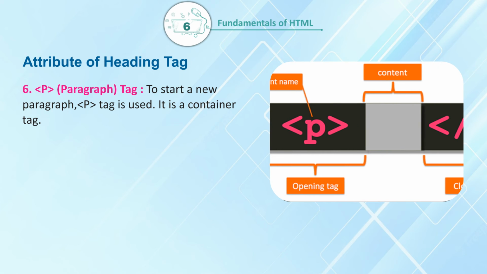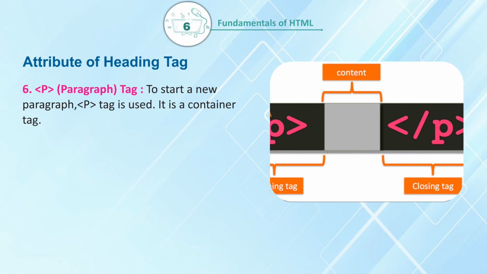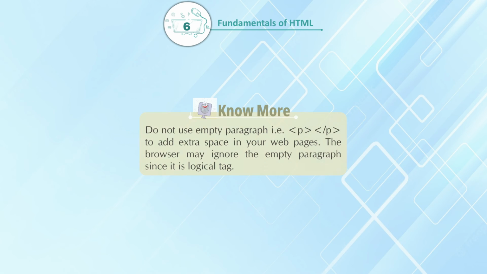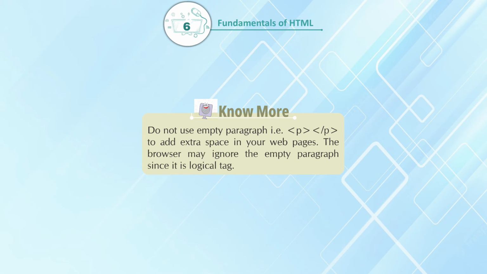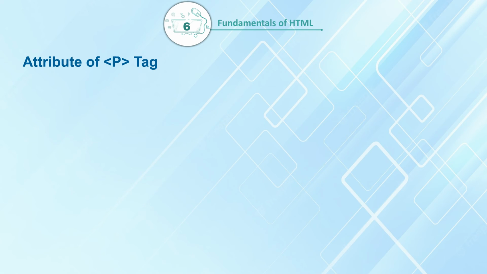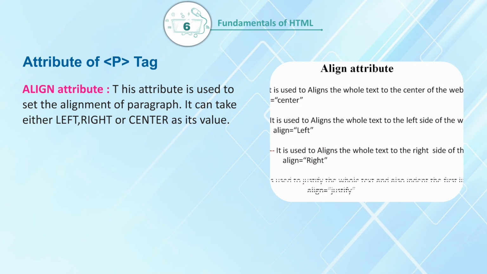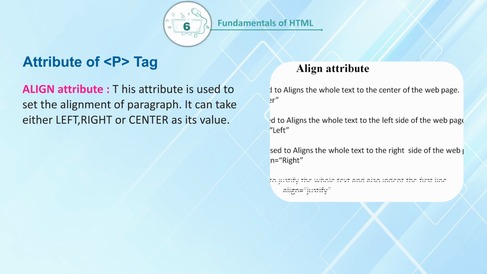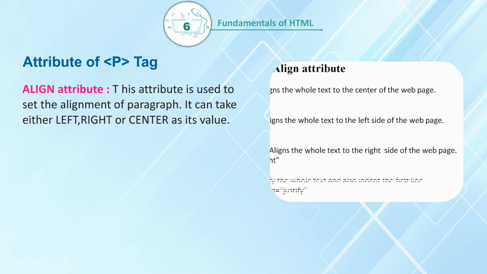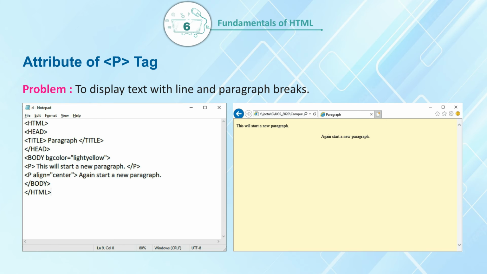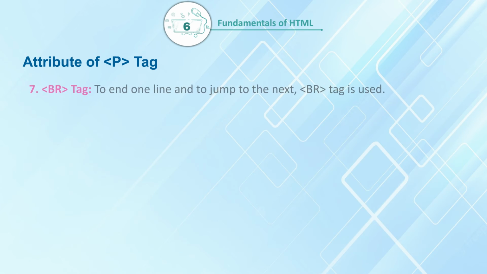Paragraph tag. To start a new paragraph, P tag is used. It is a container tag. Do not use empty paragraph, that is, to add extra space in your web pages. The browser may ignore the empty paragraph since it is logical tag. Attribute of P tag. Align attribute. This attribute is used to set the alignment of paragraph. It can take either left, right, or center as its value. Problem. To display text with line and paragraph breaks.